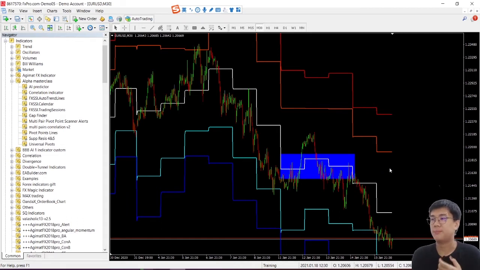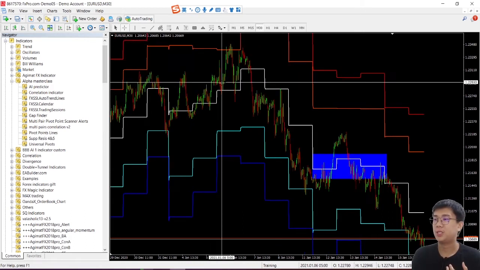And the next major thing that I would like you to take care of is to see where the price changes direction. For example, initially it's an uptrend, right?